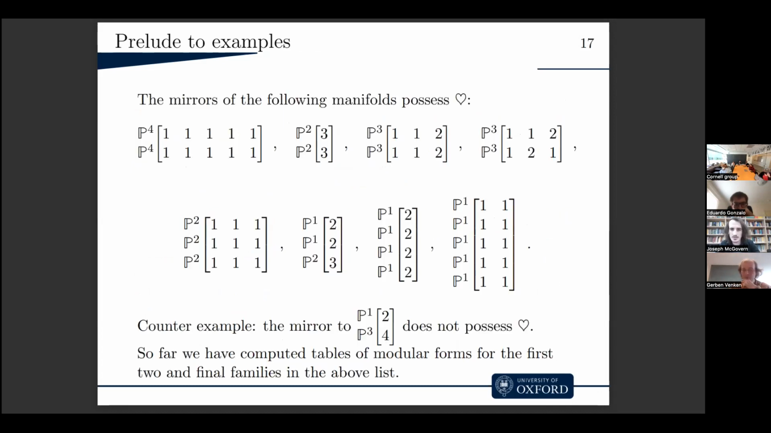And here are our toys. This is what we're working with. All of these, their mirrors possess this property. Just by way of counterexample, this one doesn't. And we have computed some tables of modular forms for this example, and this last one.